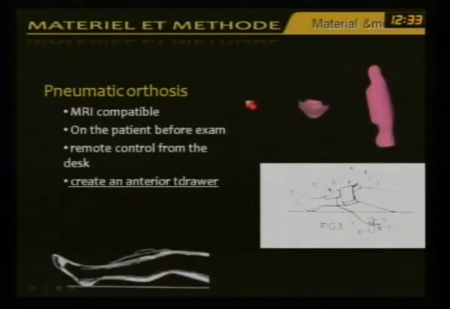So we used this device, which is a pneumatic orthosis, which is put on the anterior part of the limb. We put that before putting the patient in the MRI. It's also MRI compatible, and we have a remote control which we can use on the MRI desk. And this will increase the pressure in this orthosis, and this will create anterior drawer.